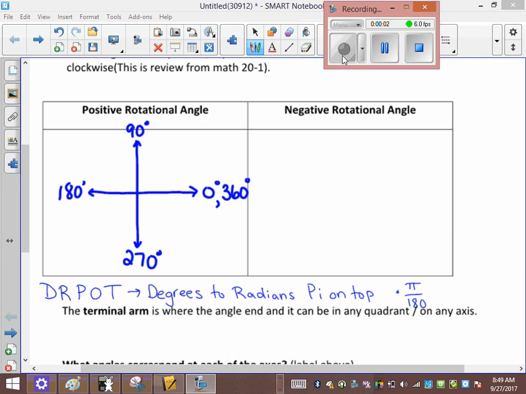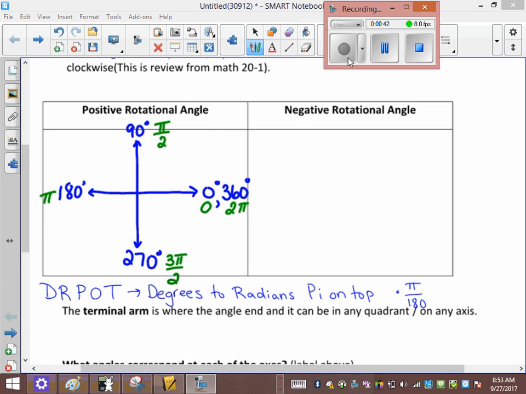Okay, so if we change these ones to radians, you'd basically multiply by pi and divide by 180. So if we went 360 divided by 180, it's 2, and then we'd add a pi. This would be 0, so it'd be either 0 or 2 pi. If you do 90 divided by 180, you get a half, so you get pi over 2. If you do 180 divided by 180, you get 1, so that would just be pi. And then 270 divided by 180, you get 3 pi over 2.